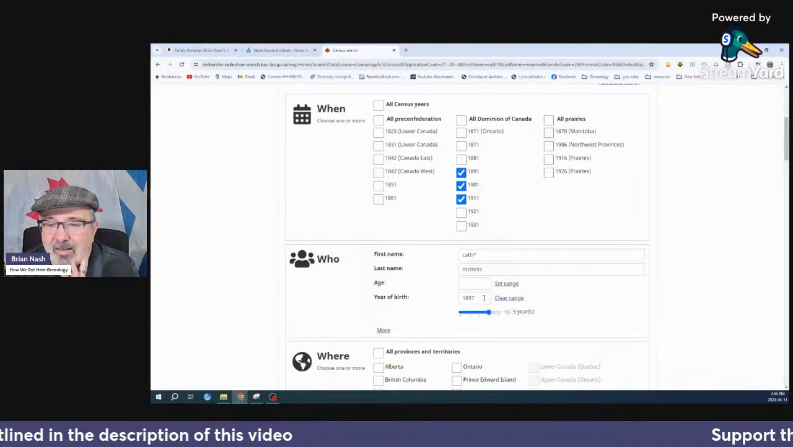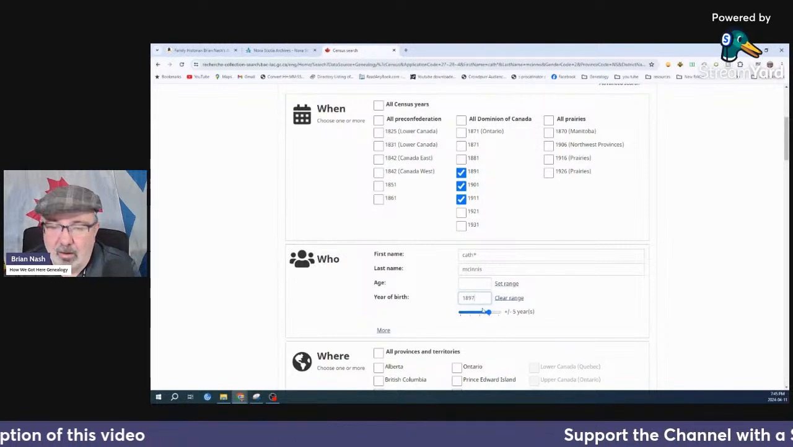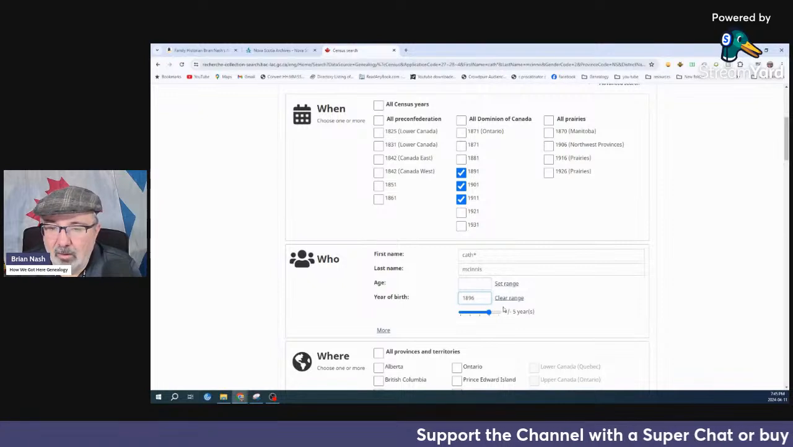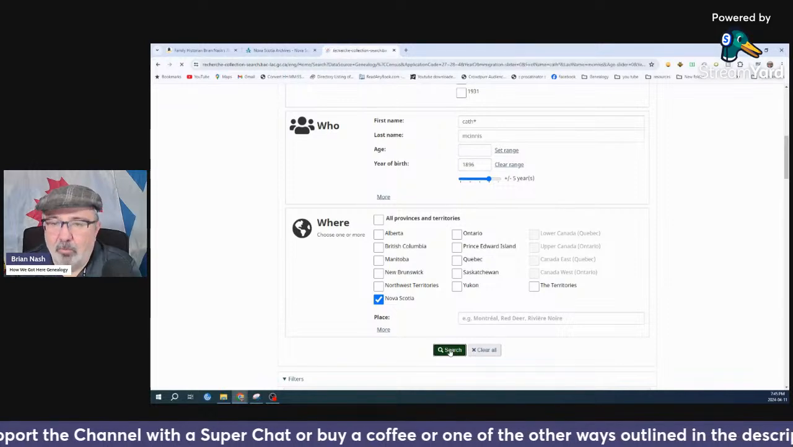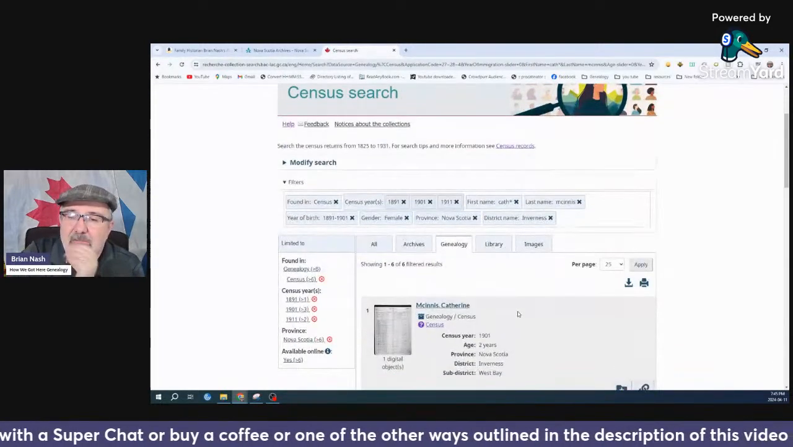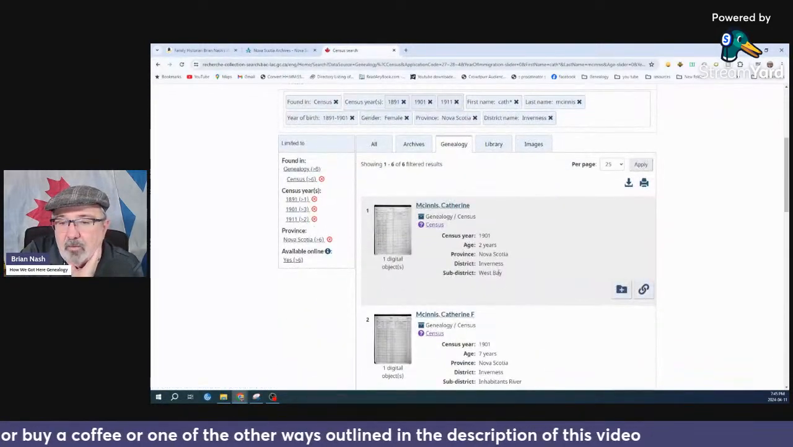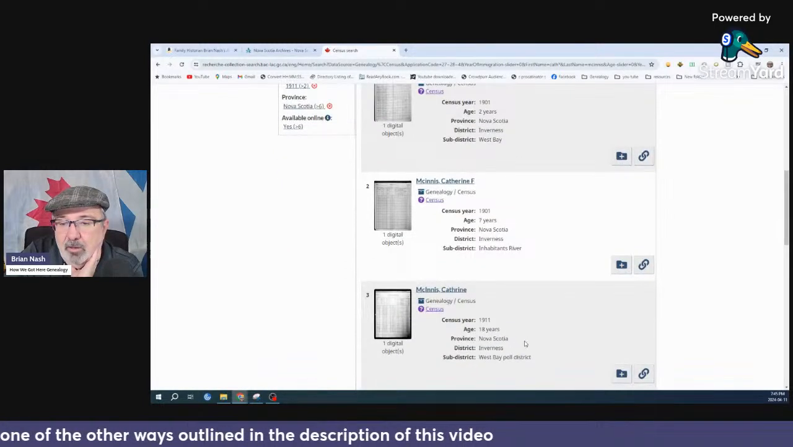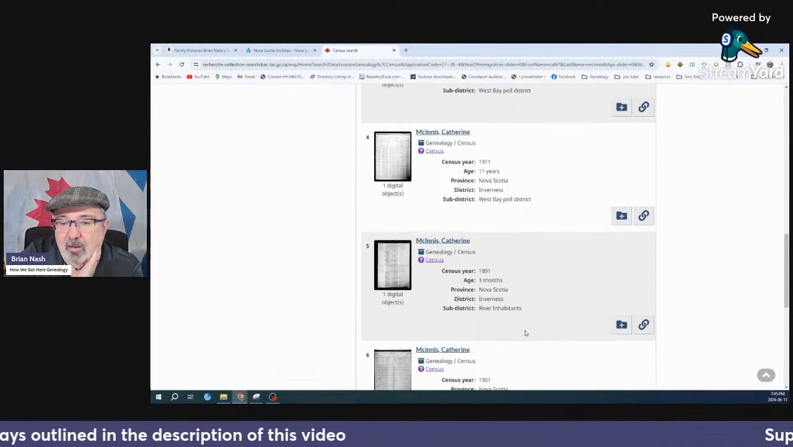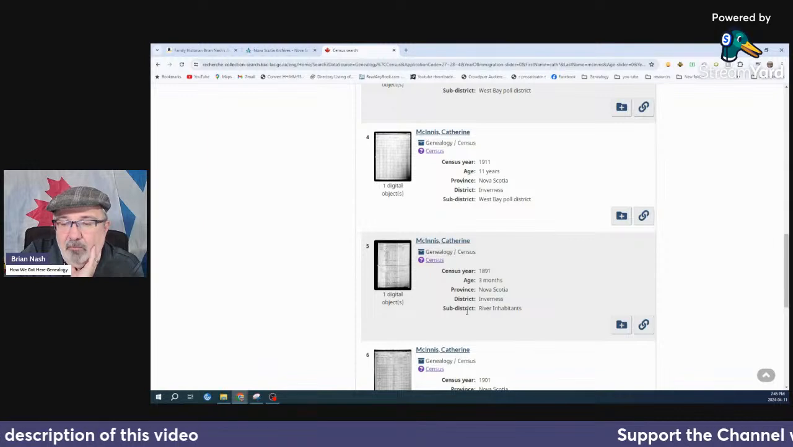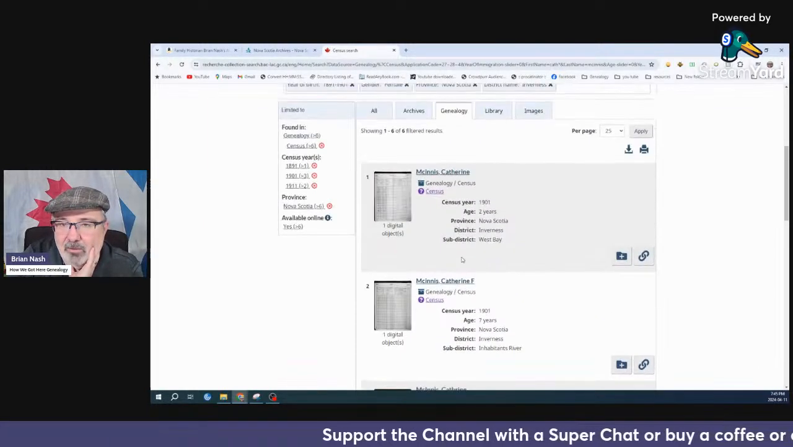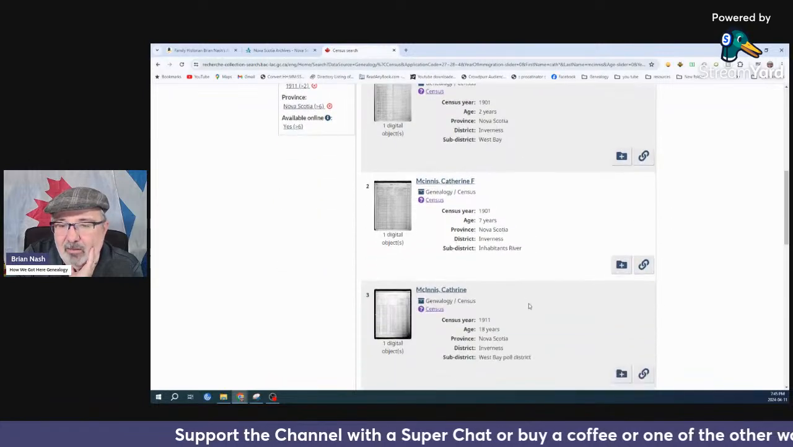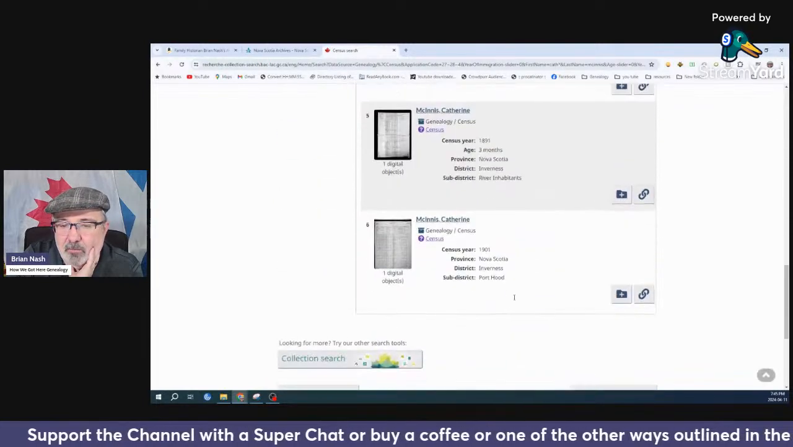So this could be 1892. Let's go to 1901. This is going to be my range. And then I'm going to search just to narrow it down a little more. So I'm down to six possible records. Two in 1901 here, a 1891. With my range shouldn't be there. I guess it could, just because it's just 4 months.